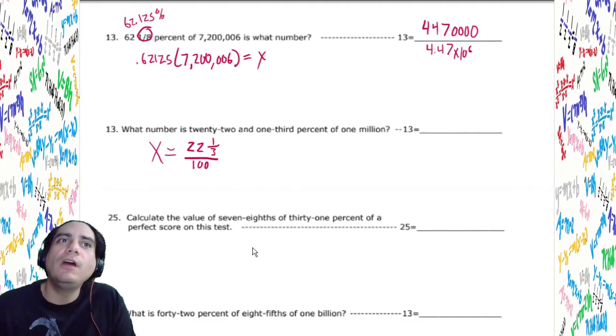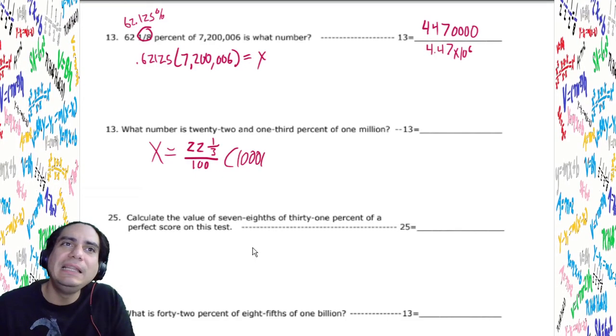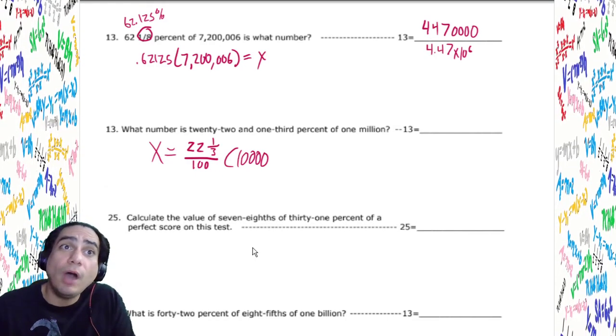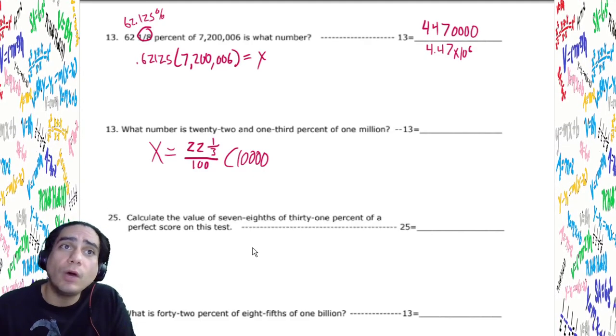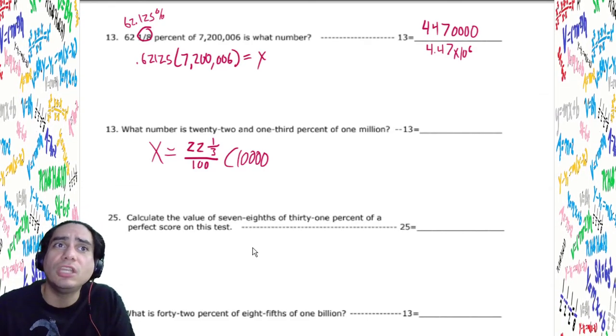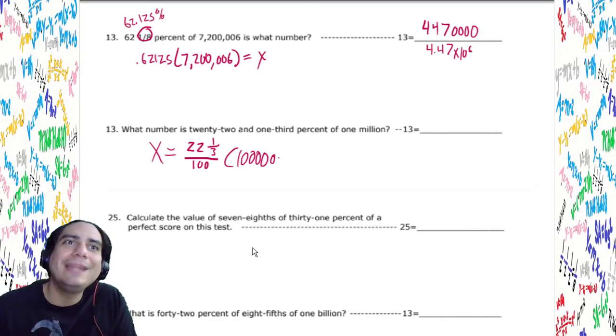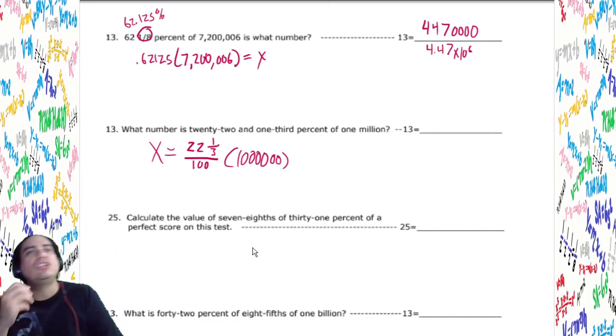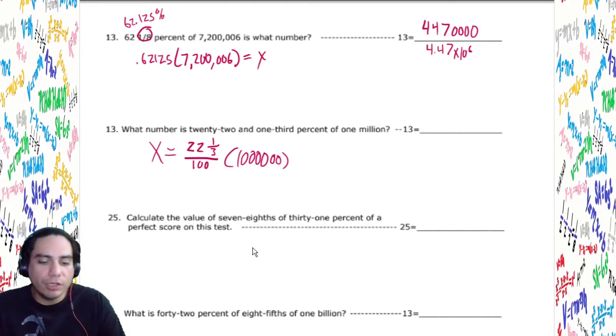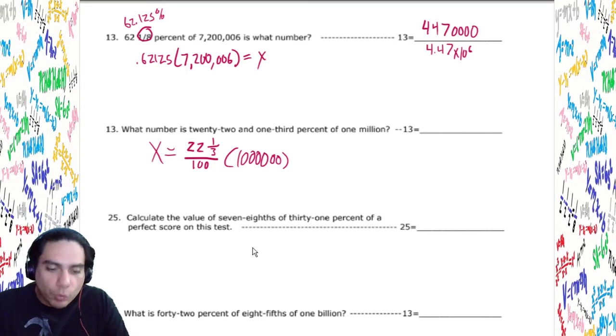But anyways, this percent of 1 million. Now, of course, some of you might not even want to do that. Some of you might just want to cancel out this 100 and this million and end up with what? 10,000. But you know what? You got to do what works best for you. That's the good thing about this right here. If you understand mathematics, you'll do what's best for you.